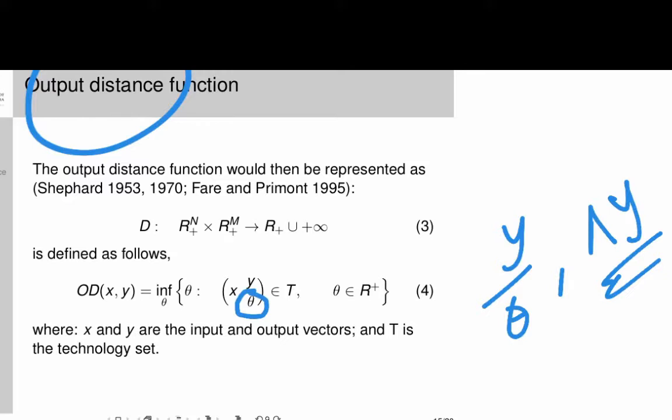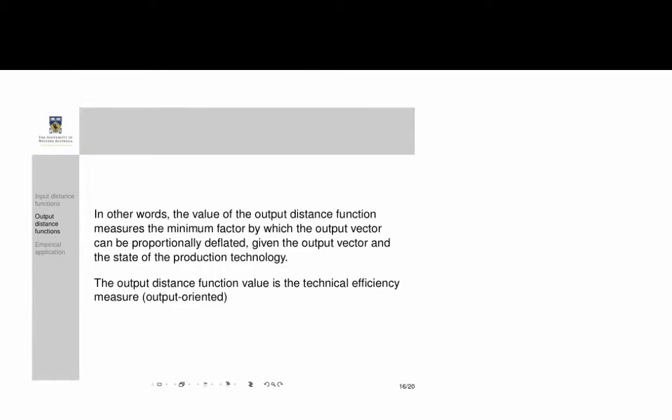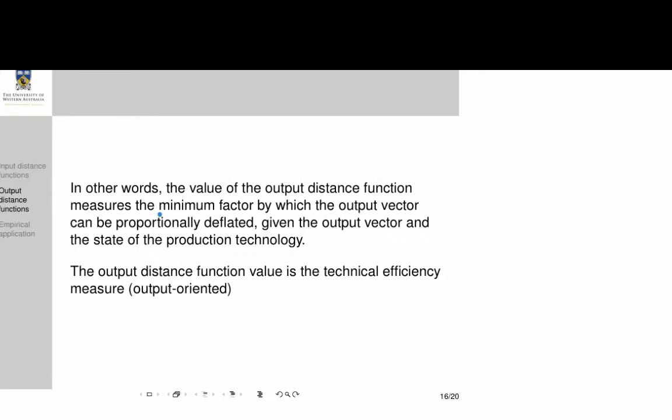And again, it's going to be a function that translates n inputs and a vector of m outputs into a result, which is either a non-negative number or infinity. And that's the output distance function. Look for the minimum factor by which you could proportionally deflate your output vector and still be able to produce it given the state of the production technology. So in other words, the output distance function value is a measure of technical efficiency in the output orientation.